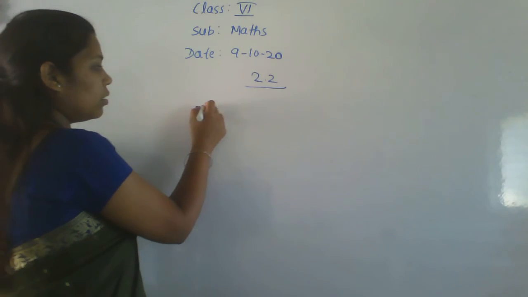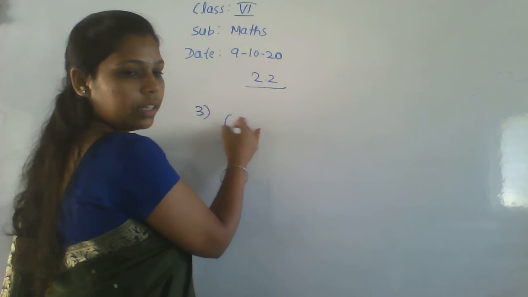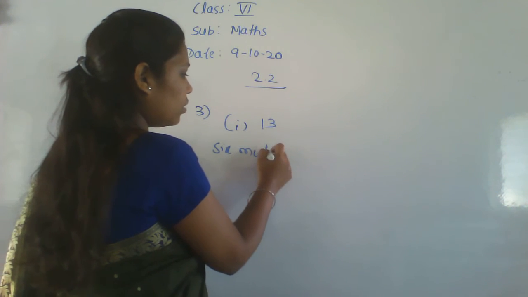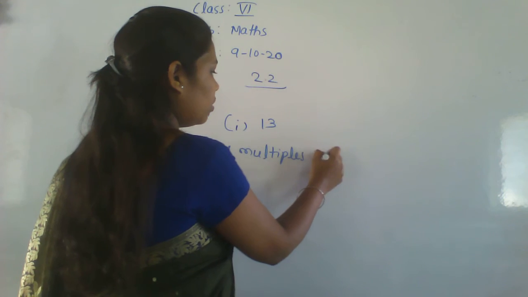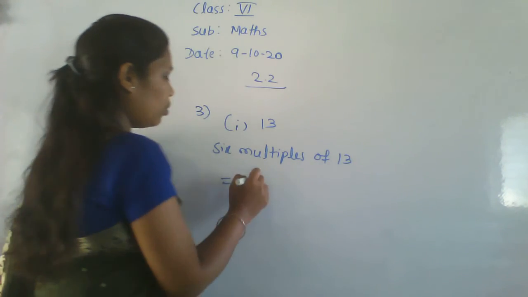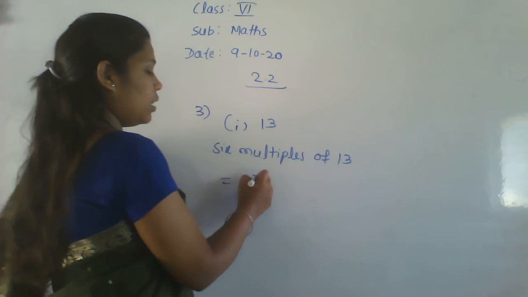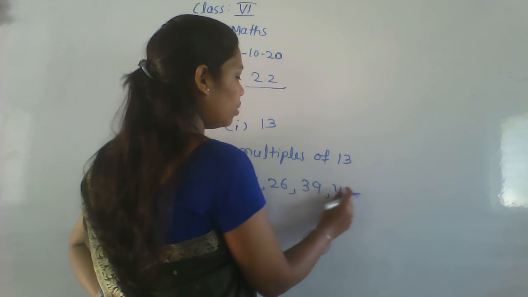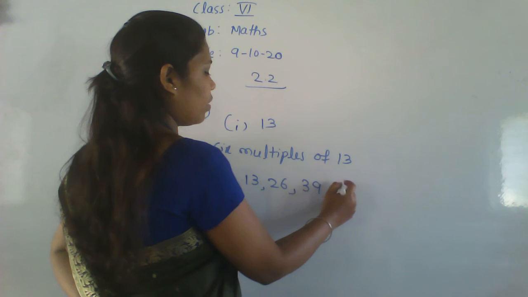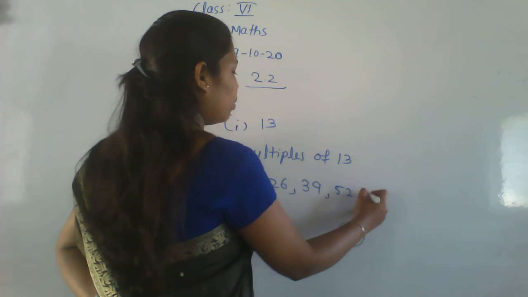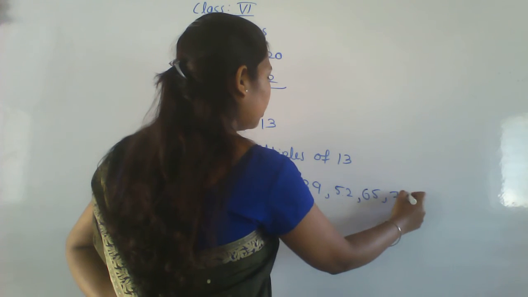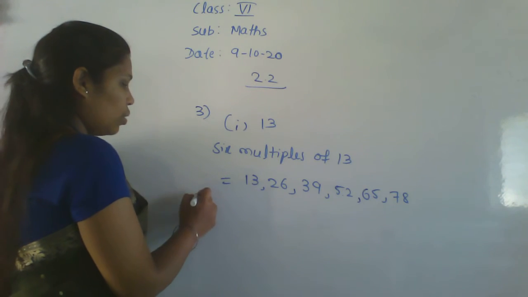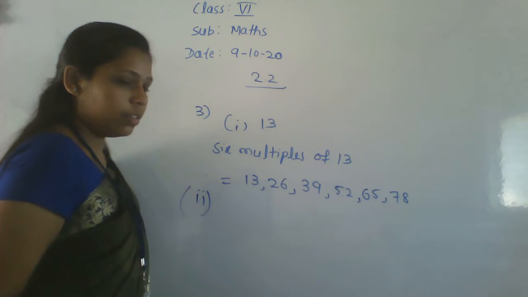Third main. First one is 13. 6 multiples of 13 are equal to, write the 13 table: 13, 26, 39, 52, 65, 78. That is 6. Next, go for the second one.